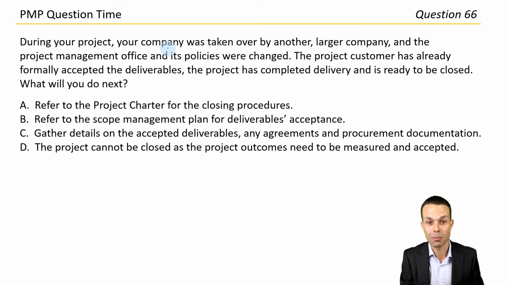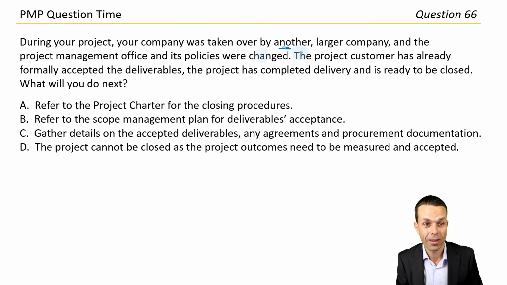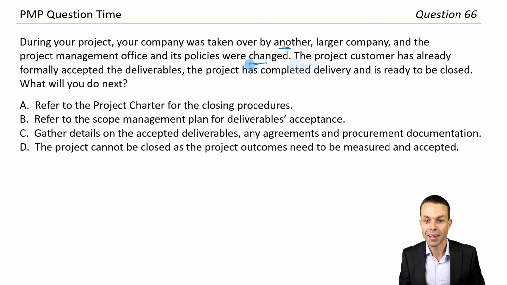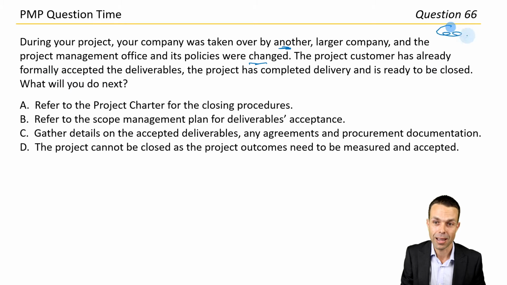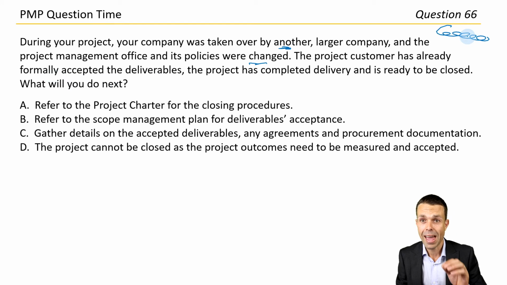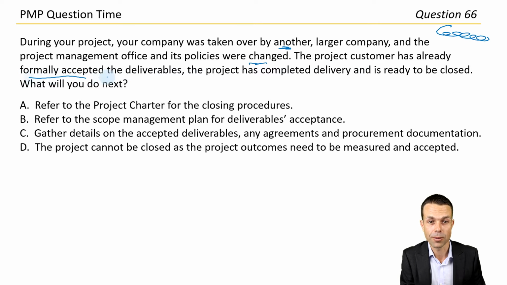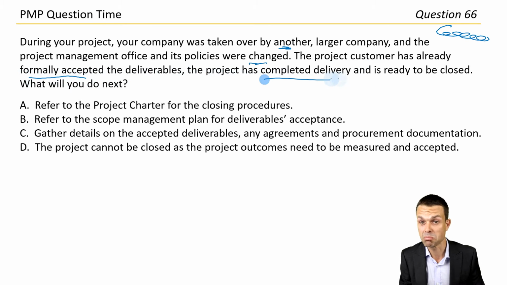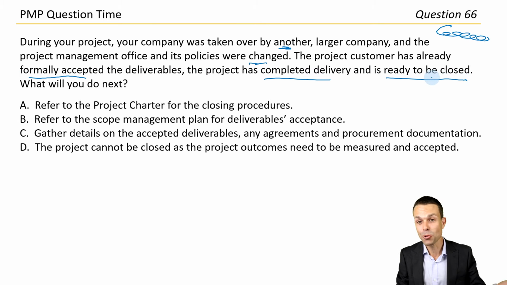During your project, your company was taken over by another larger company and the project management office and its policies were changed. The project customer has already formally accepted the deliverables. Okay, that's good. So everything is happening, things are changing, all the office policies are changing. However, everything's already been accepted as well. So that's good news for us. The project has completed delivery, also good, and it's ready to be closed. That's fantastic. Do we need to do anything?